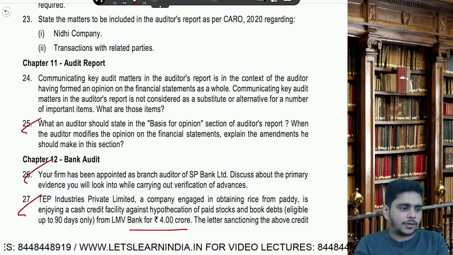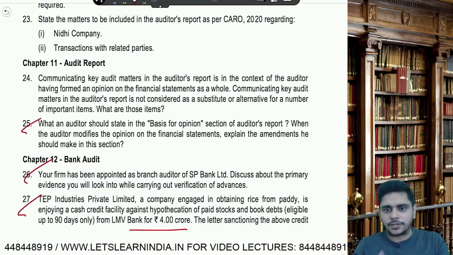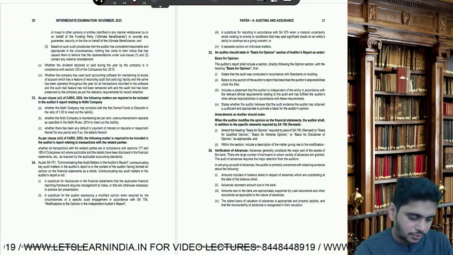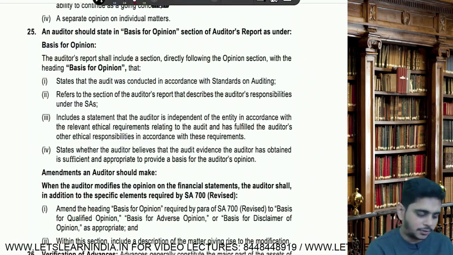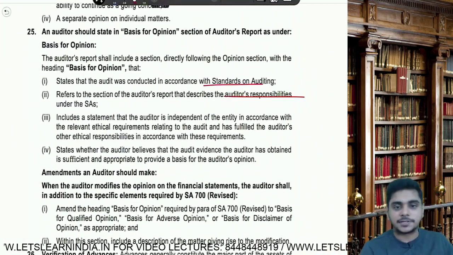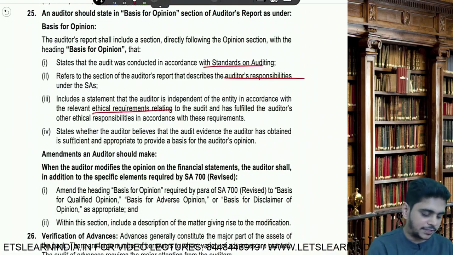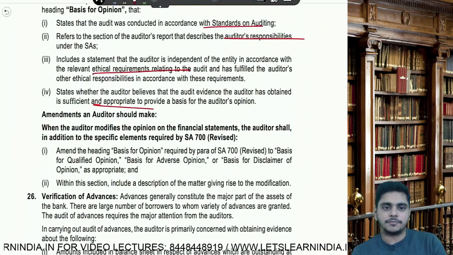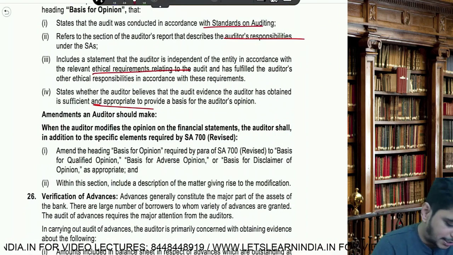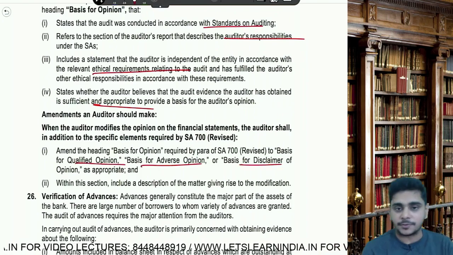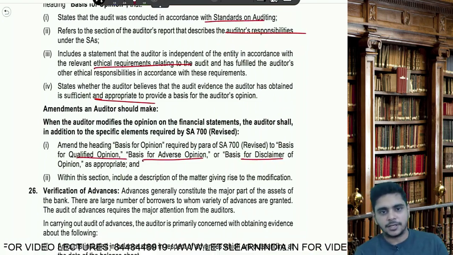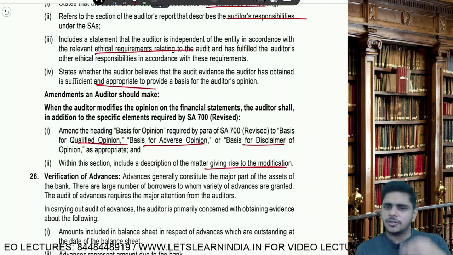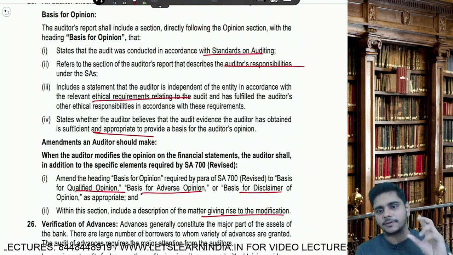And one more point is there. This is the audit report chapter. Module question, no new change. Audit was conducted as per SA. Our responsibility is written in the auditor's responsibility para. Ethical requirements and code of ethics we have complied with, and we have obtained sufficient appropriate audit evidence. So when you give a modification of the opinion, you change the heading: qualified opinion, basis for qualified, basis for adverse, basis for disclaimer. And within this section include a description of the matter giving rise to the modification. So module question, content of basis of opinion para, no new change.